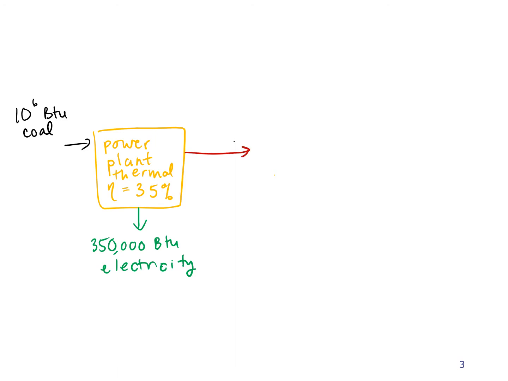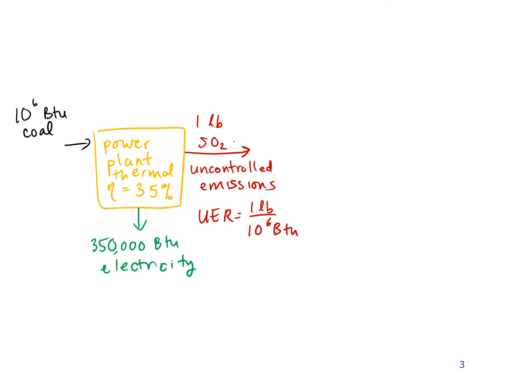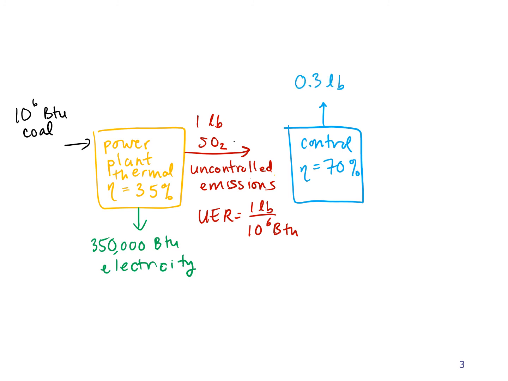And while we burn the coal, we end up generating SO2. This is the uncontrolled emissions. Let's say that we generated 1 pound. So our UER, uncontrolled emission rate, is 1 pound of SO2 per million BTU of heat input. Now, we go to our new source performance standards, we look this up, we find that if we have a UER of 1 pound per million BTU, we need to reduce our emissions by 70%. And so we have some kind of control device that removes 70% of the SO2, resulting in emissions of 0.3 pounds. And the other 0.7 pounds is removed.